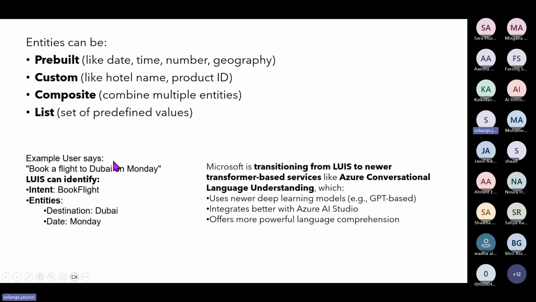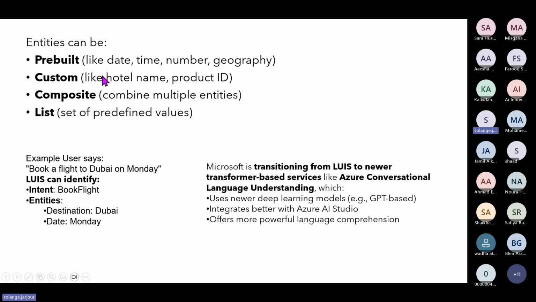Here is an example of an utterance: book a flight to Dubai on Monday. This is the utterance, the sample. What is the intent? I need to book a flight, BookFlight. What are the important entities from this utterance? I need to see the destination, which is Dubai. By default, through the pre-built, it will detect the geographical location and say, for example, destination is Dubai. It's extracted automatically. The date is extracted automatically.